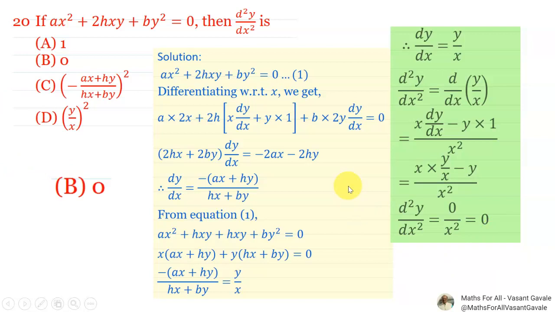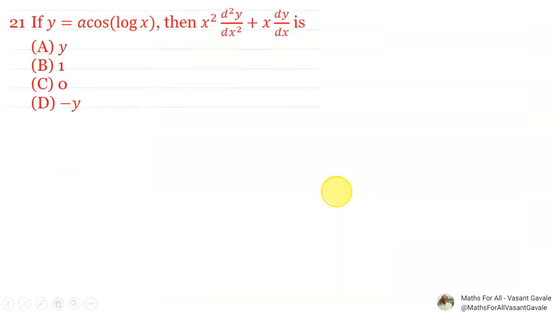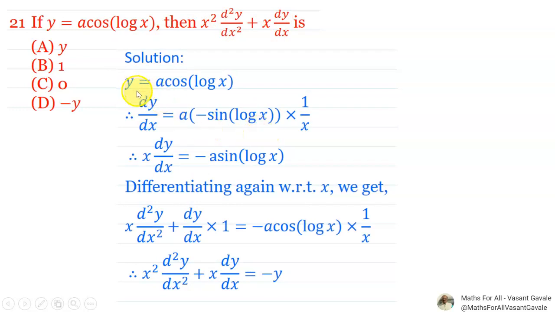हा या ठिकाणी कसा आहे तर तो करेक्ट आहे. नेक्स्ट एक्झाम्पल, if y is equals to a times cos of log x, then x square into d2y by dx square plus x into dy by dx is equals to? y is equals to a times cos of log x, dy by dx is equals to a cos of log x चा डेरिव्हेटिव्ह मायनस साइन ऑफ log x into derivative of log x is 1 upon x.